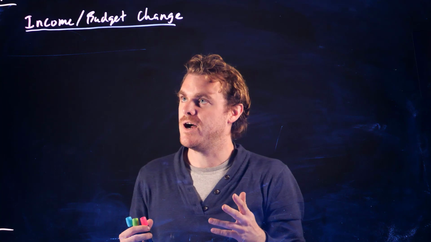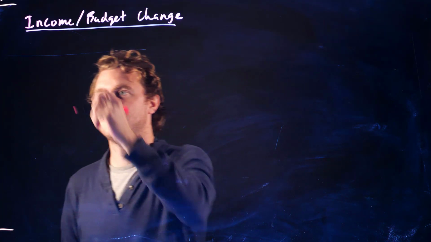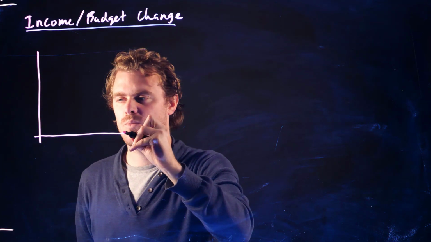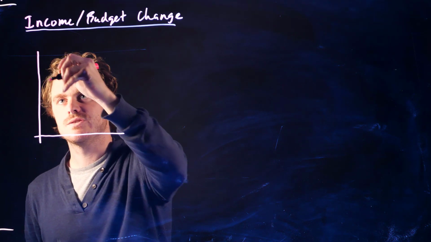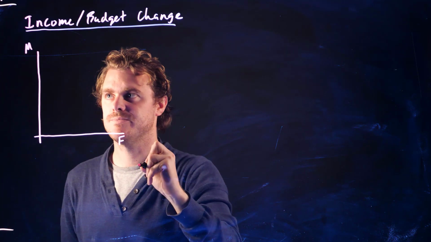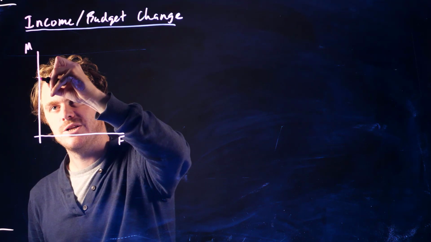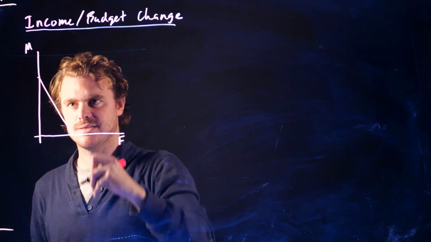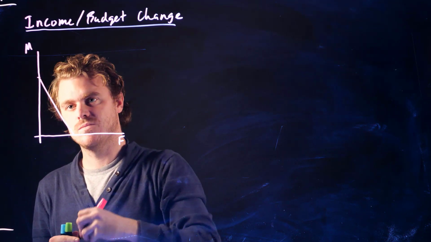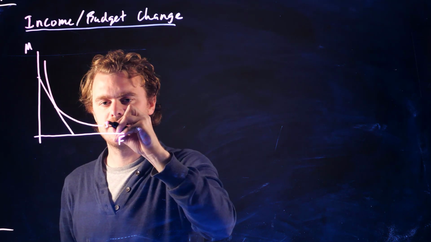So let's draw out two different scenarios, and we'll talk about what happens when there's a change in budget and what that means for the goods. So let's have, again, mangoes up here and fish here. We have this budget constraint that looked something like this. And let's say this is our indifference curve here.